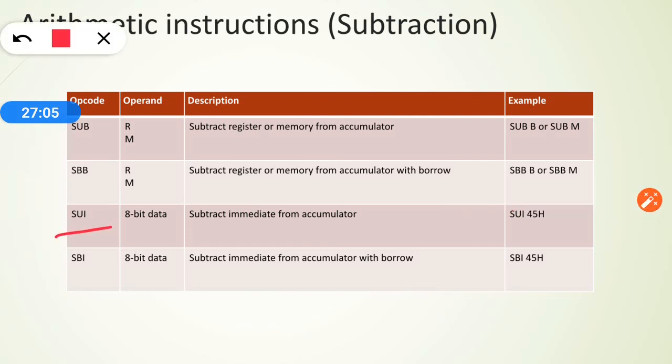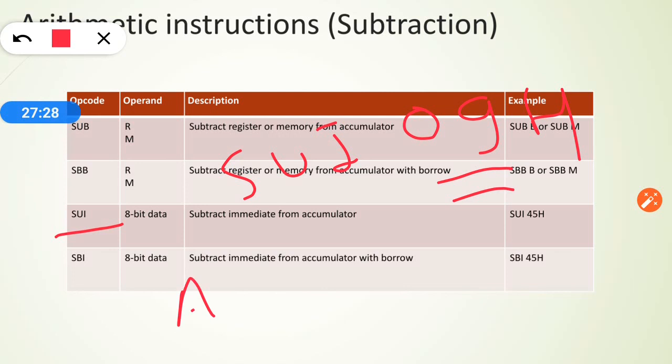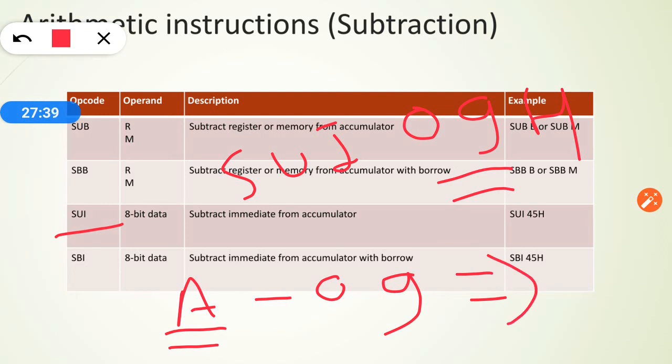Now SUI. SUI means subtract immediate. You can subtract immediate data, that is data from your user side, from the accumulator's contents. I have written here 09H. So that means A minus 09. Here A means whatever number is there in A is subtracted by 09. And we know that whatever result we get is again stored in, or given to, the accumulator A.